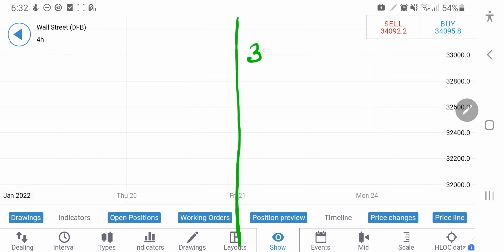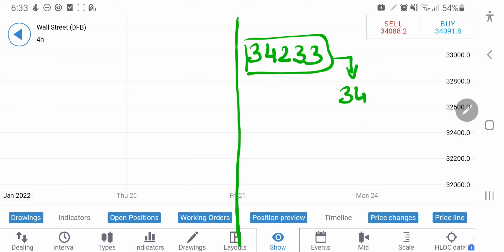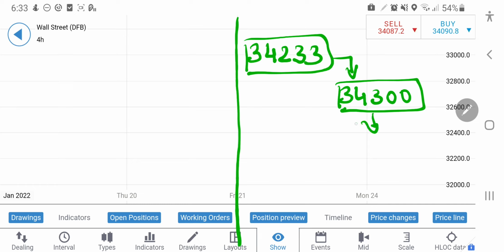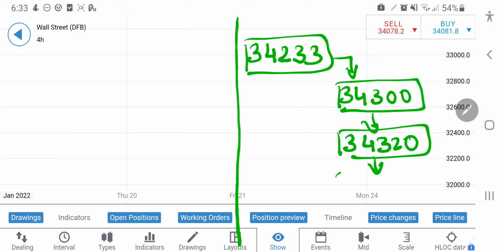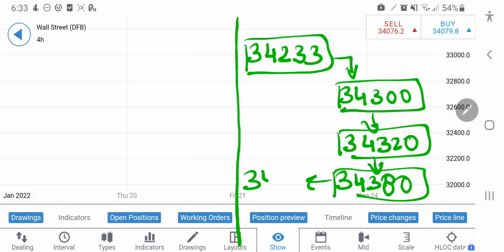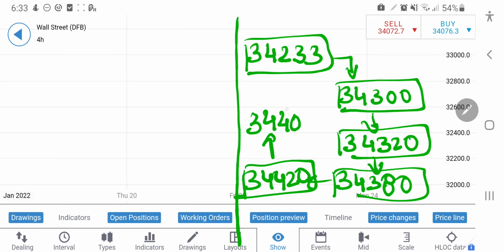So for the day, I will recommend you to go long at 34,233, where you can take a long and you can expect it to rise till 34,300, the nearest resistance level. Then it will find another resistance at around 34,320. Breaking this, it will directly head towards 34,380 and then 34,420. Now if it breaks 34,420, sky is the limit, it will head towards 34,400, 34,500, which is going to be a very strong resistance.